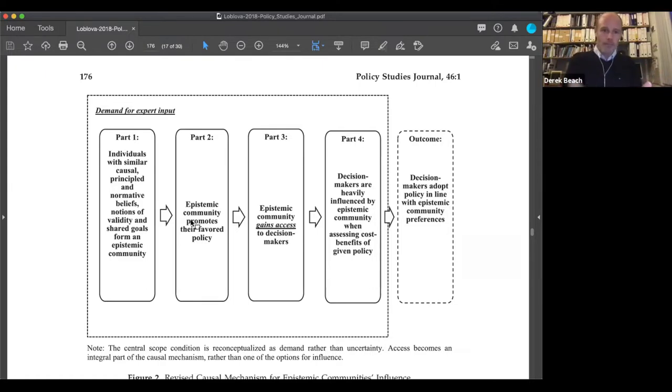First we have our epistemic community. It then starts promoting their favorite public policy with conferences and workshops. Then they undertake activities to gain access to actual decision makers, for example, getting in the room, being the ones actually advising policymakers. And then decision makers, because they've delegated all of the knowledge and expertise to the epistemic community actors, make them the people writing, moving the pen. So decision makers adopt a policy that has been guided and shaped by what the epistemic community wants.